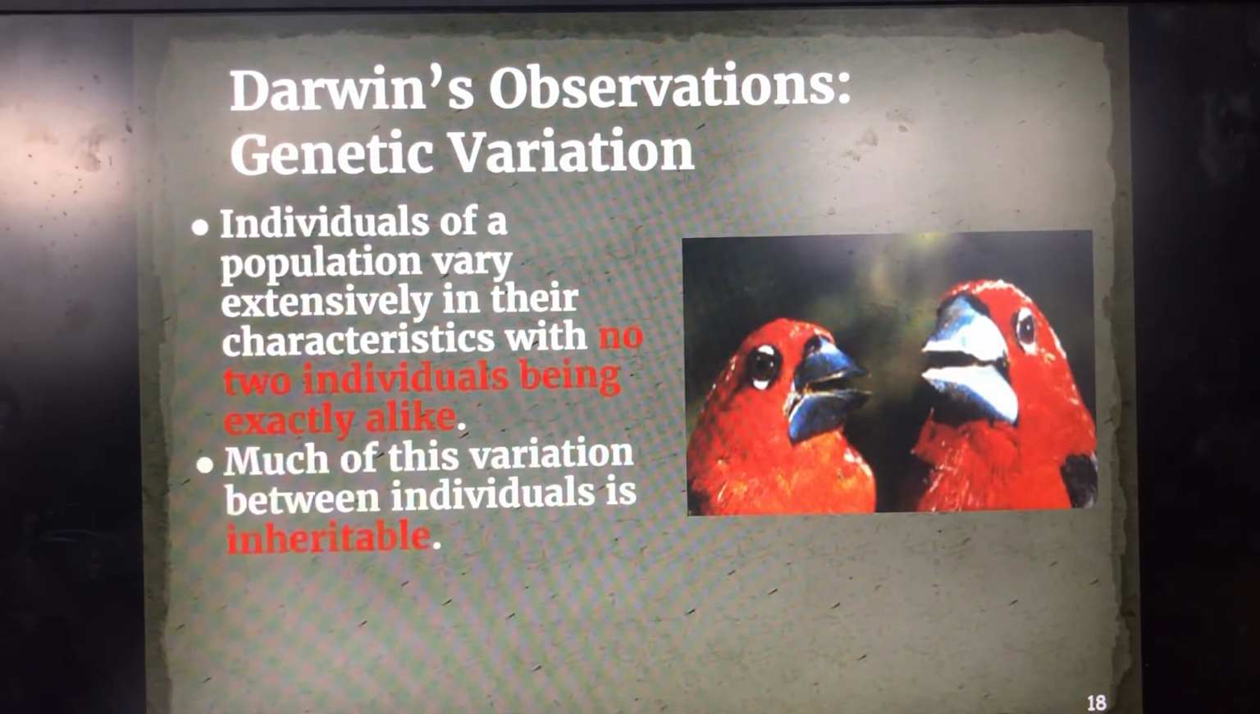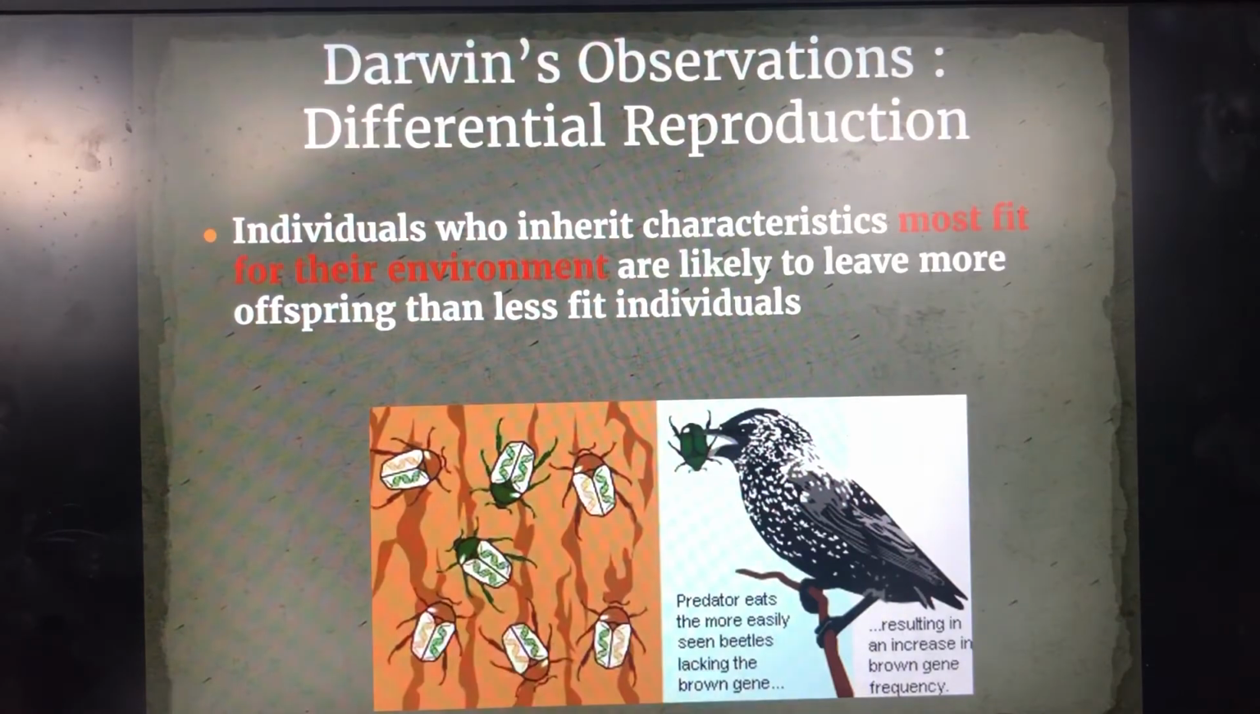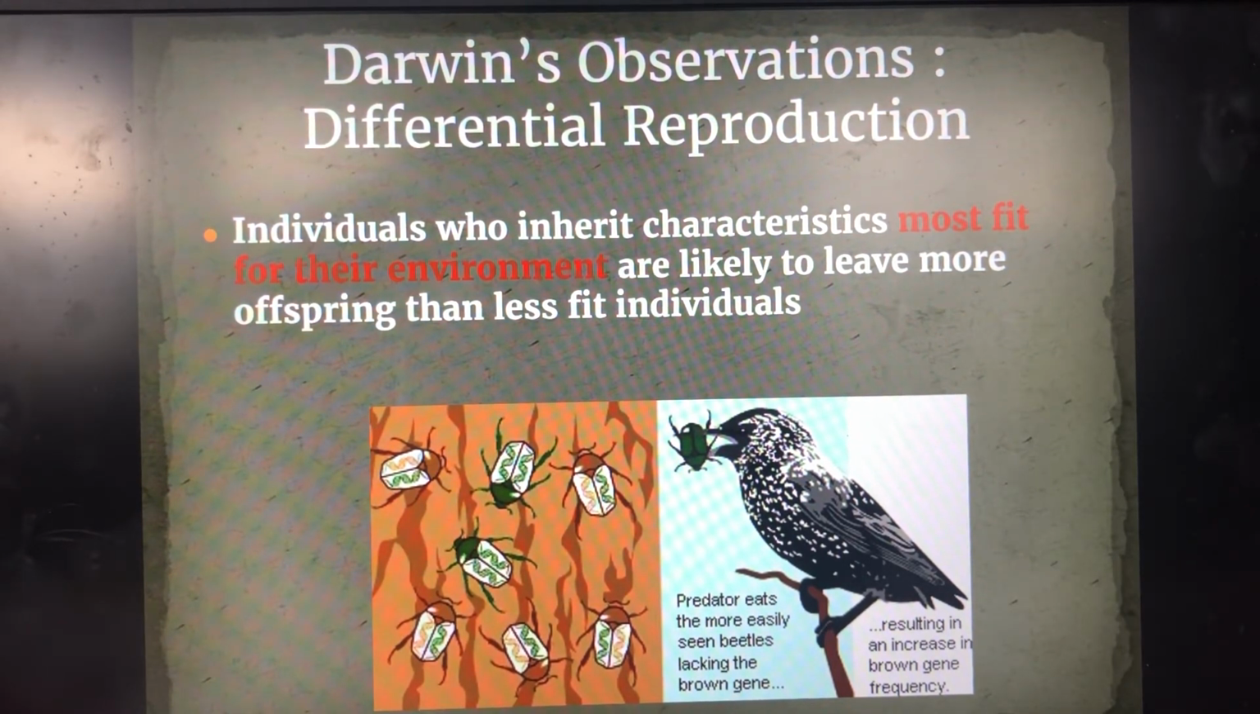Okay, so here's Darwin's observations, kind of summarized. No 2 individuals are exactly alike. This variation between the individuals is inherited, and that ability to inherit gives some individuals characteristics that make them more fit for their environment, and they are more likely to leave more offspring than the less fit.